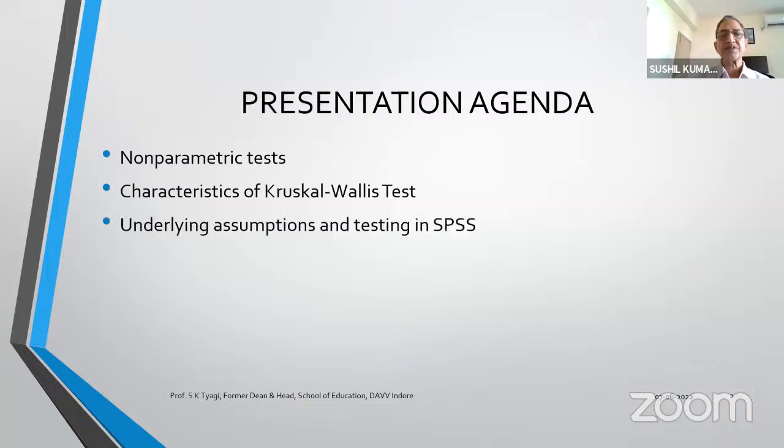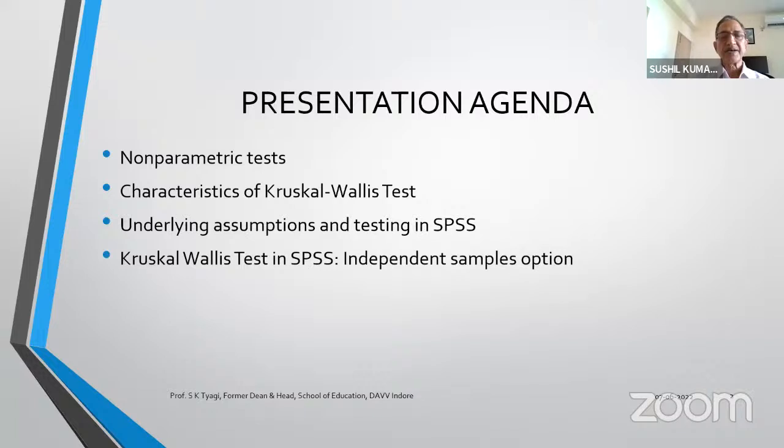Then, what are the assumptions that underlie Kruskal-Wallis test, and how these assumptions can be tested using SPSS. I do not know how many of you are aware of SPSS, but I will use this and show you how the assumptions of Kruskal-Wallis test are examined. Then we will take up Kruskal-Wallis test proper through SPSS. And in SPSS, there are two options. One is independent sample option and another is legacy dialog option. So we will be looking into both of these.